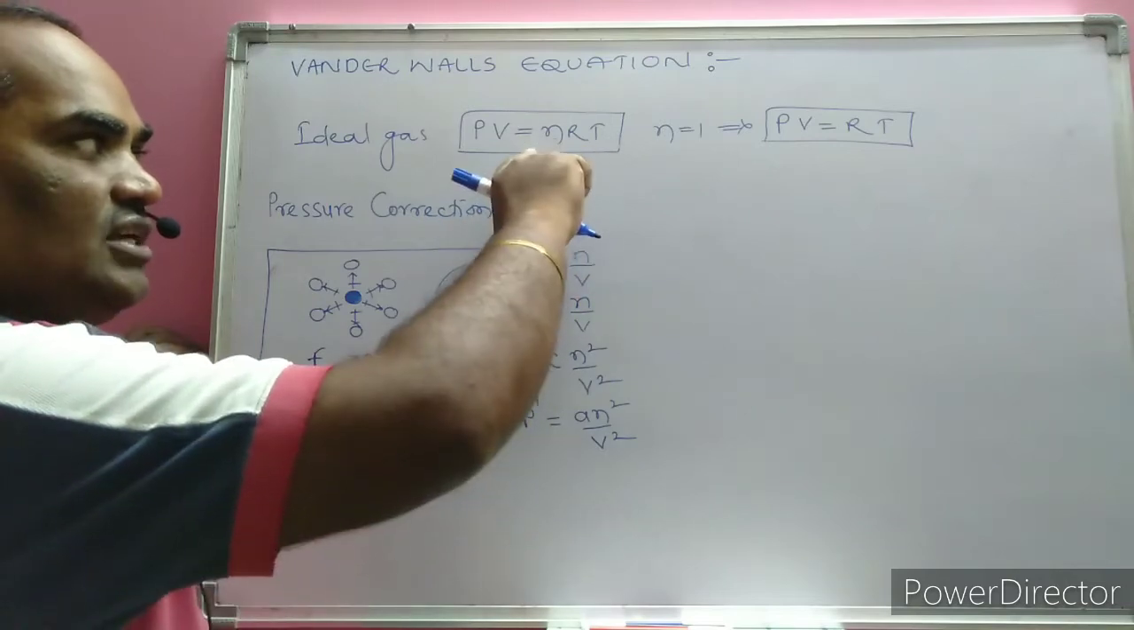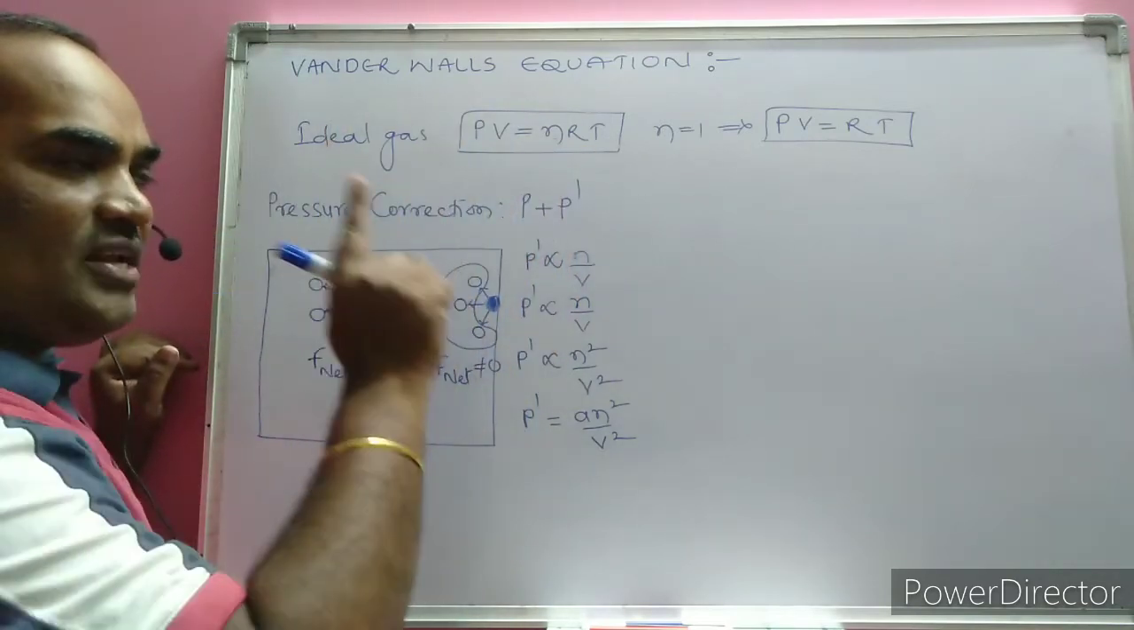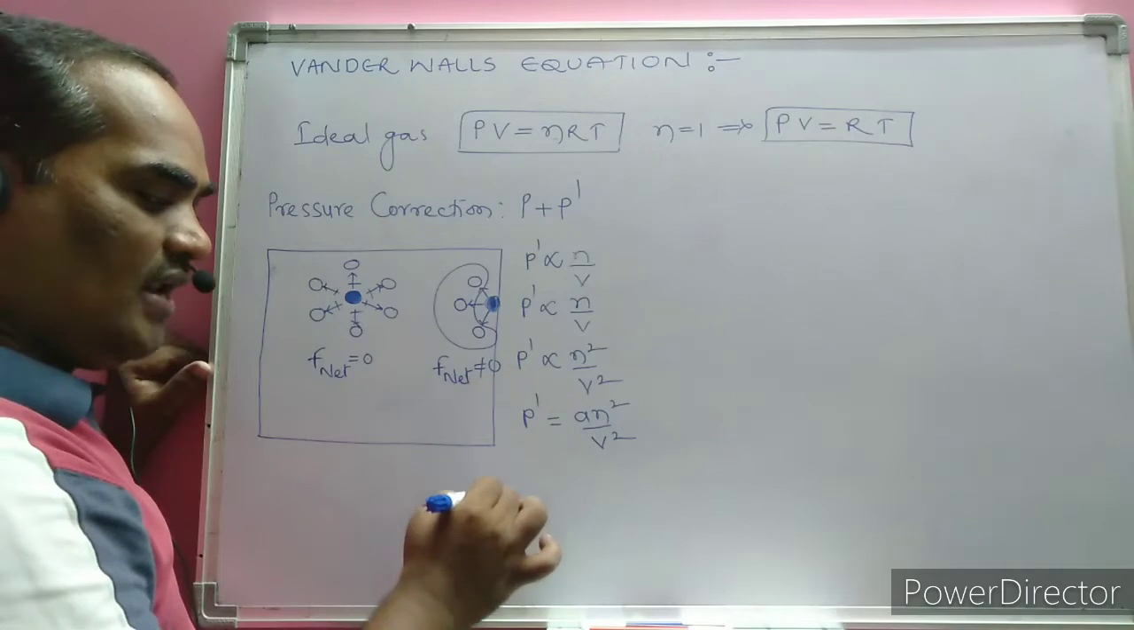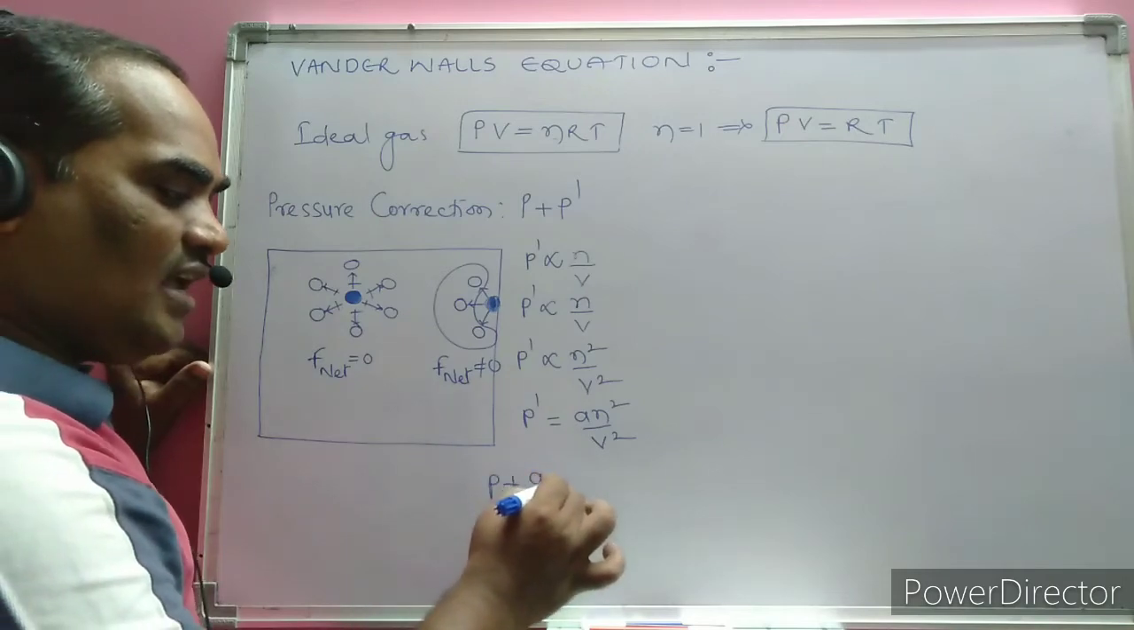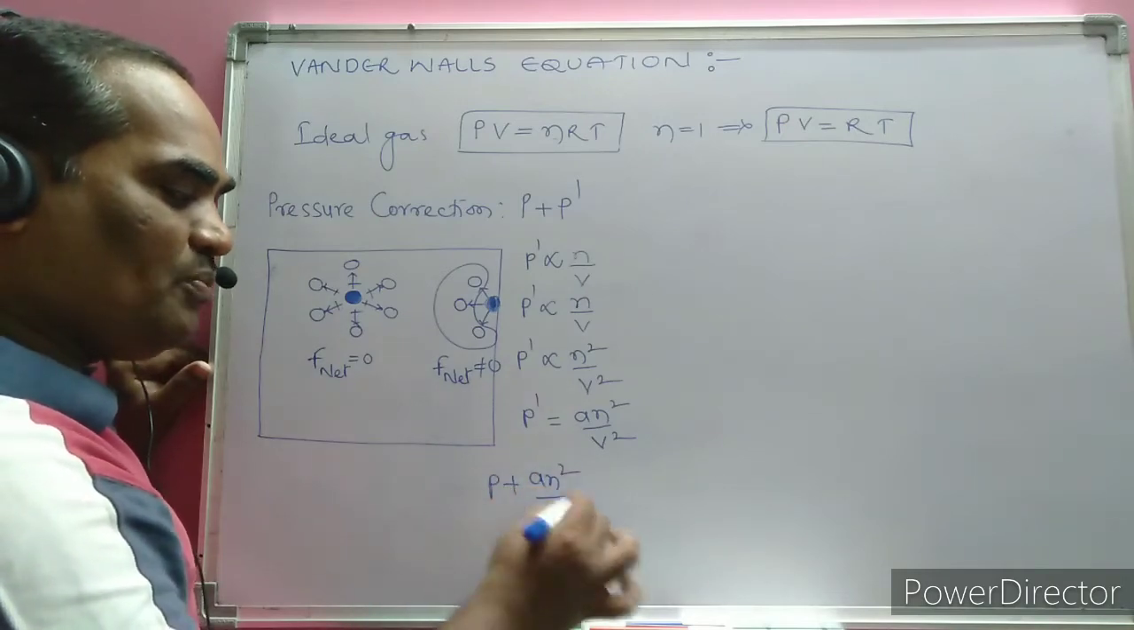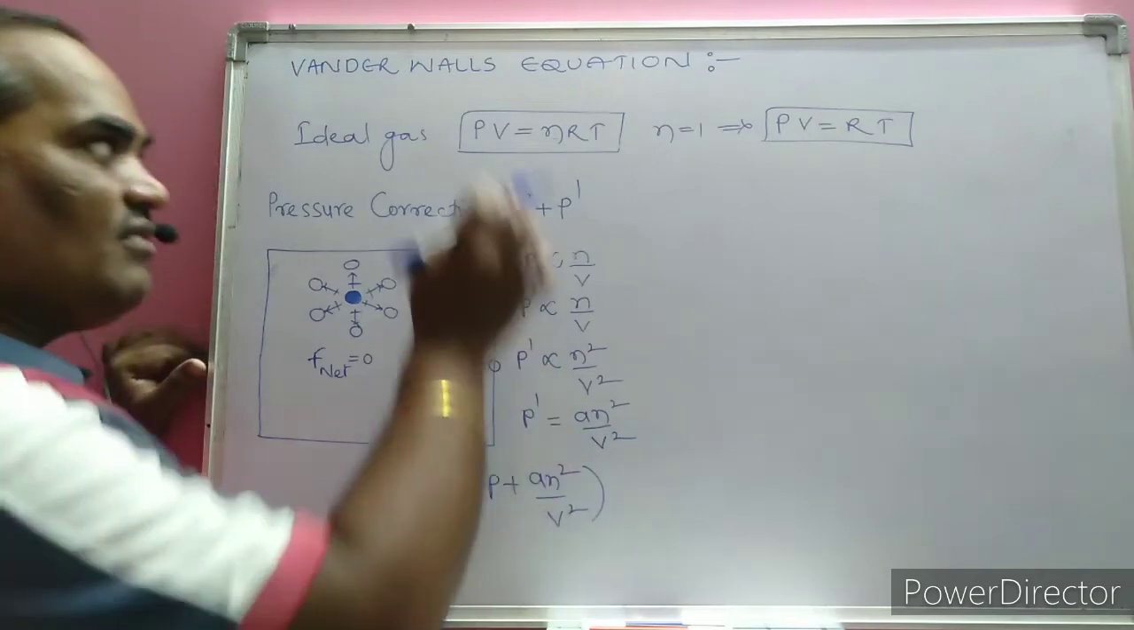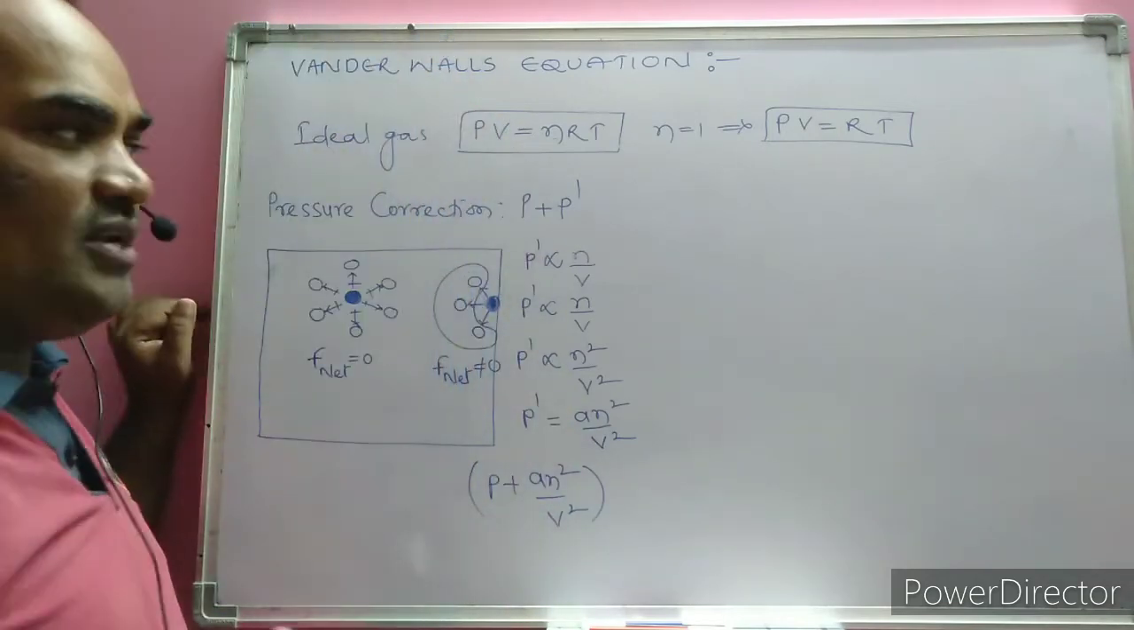Now, in the ideal gas equation, simply showing pressure as P is not good. Hence, P plus a n squared by V squared should be there. Like this, van der Waals made the correction in pressure.